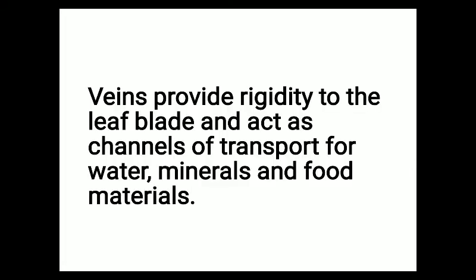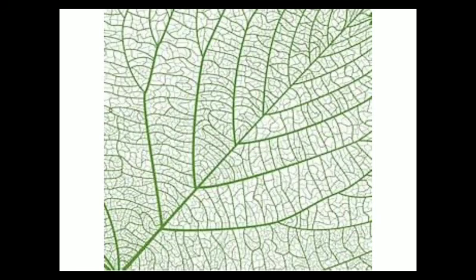Now what is the function of these veins and veinlets? Veins provide rigidity to the leaf blade and act as channels for transport of water, minerals and food materials. So with the help of these veins and veinlets, they provide rigidity to the leaf surface, and they also help in transporting the water, minerals and food.